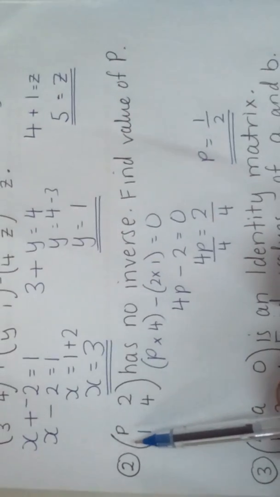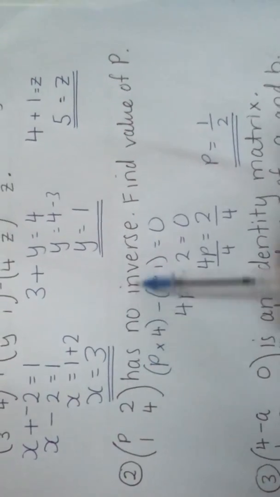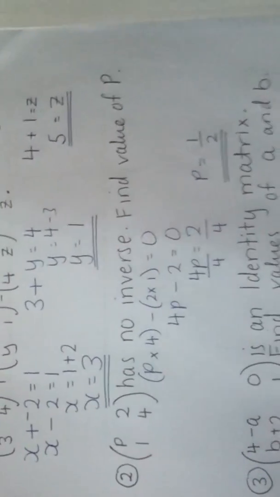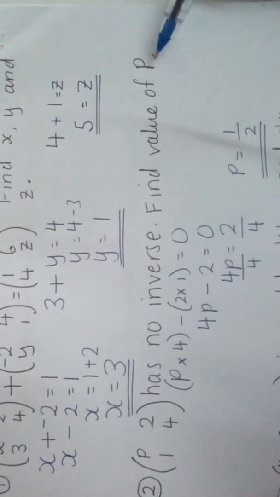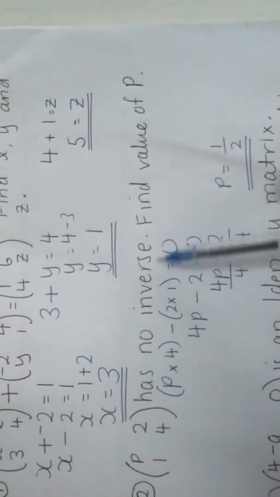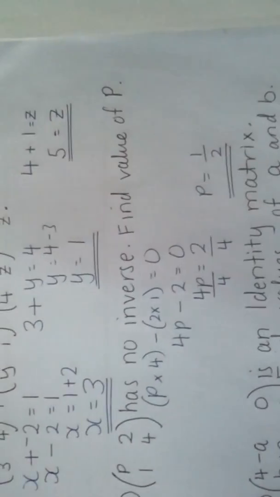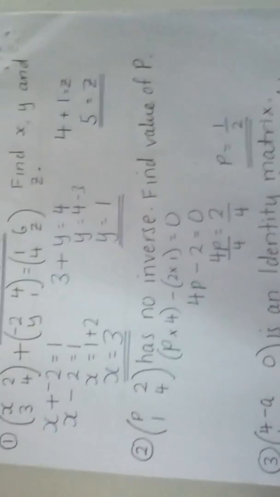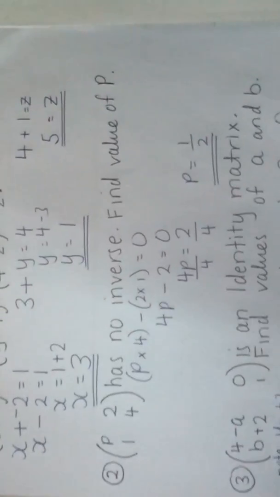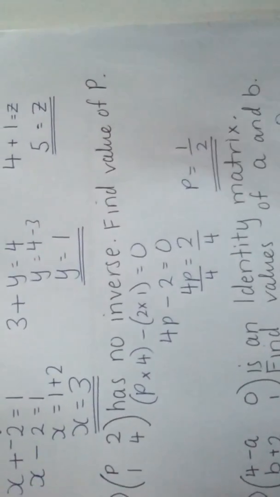We are told P, 2, 1, 4 has no inverse, and we are required to find the value of P. Now, when does a matrix have no inverse? The only time a matrix will not have inverse is when the determinant of the matrix is equal to 0. Now, when the determinant of a matrix is equal to 0, the matrix will not have inverse.